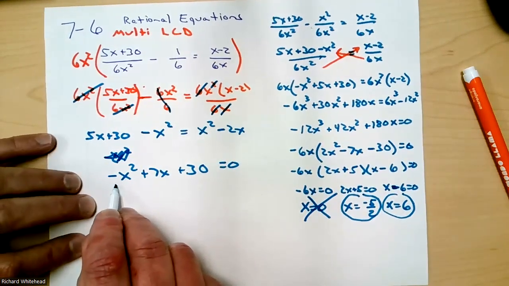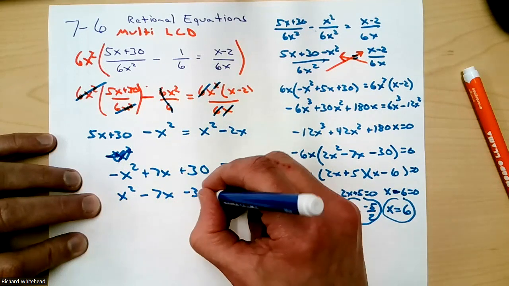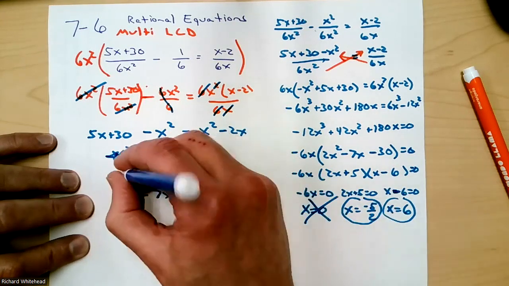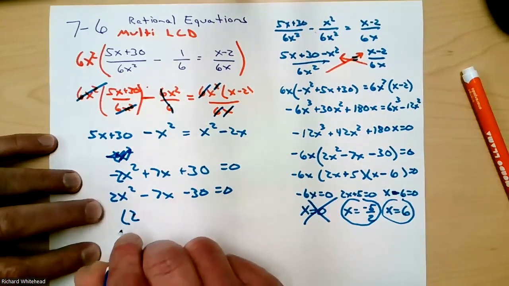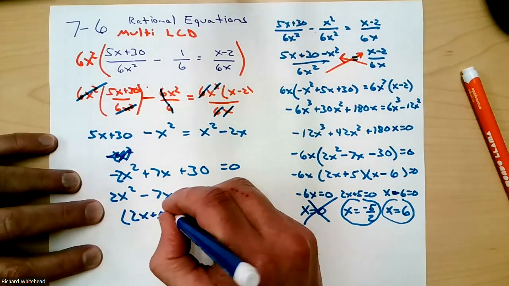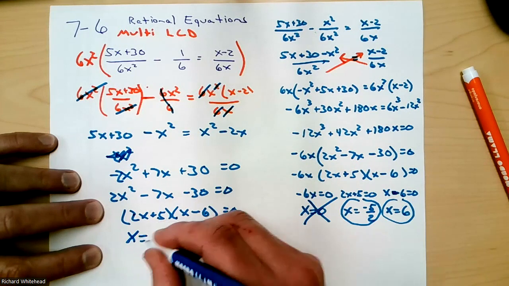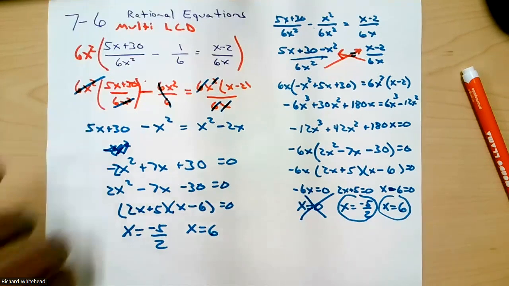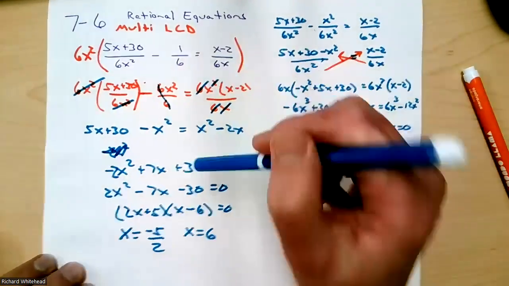And like I've said before, I like the lead coefficient to be positive. So I'm just going to multiply through by negative 1. Whoops, I forgot the 2 again. So 2x plus 5, x minus 6. So we end up with the same two answers, except in this case we didn't end up with any extraneous answers.